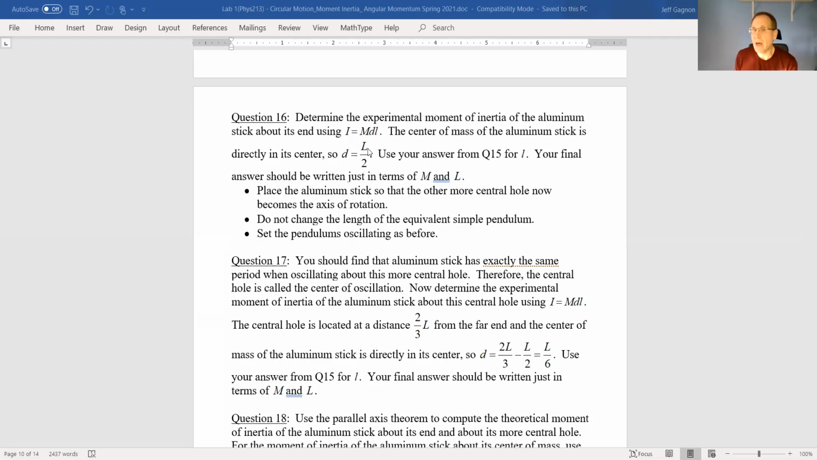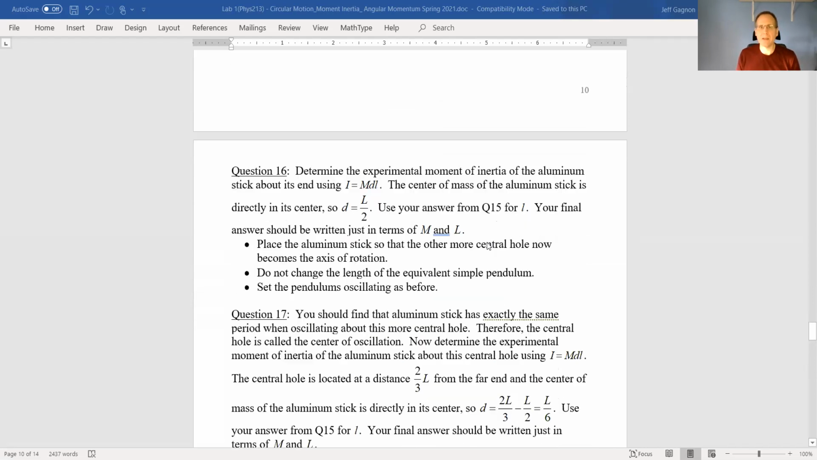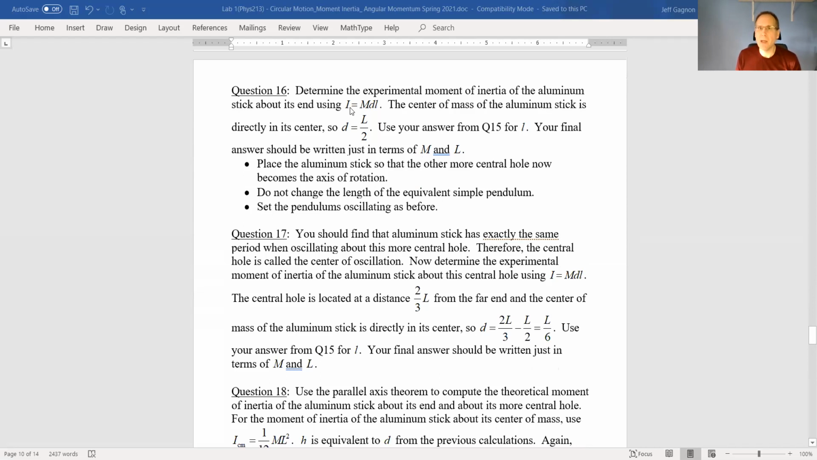And you don't even have to put in any values here. We're going to leave everything in terms of capital M and capital L, algebraically. You don't have to put in 100 centimeters or 1 meter or anything like that. So simply plug into this formula: we have M, D is L over 2, and little l we found from above is 0.66 times capital L. You can plug all that in, and that will give you the experimental moment of inertia about the endpoint. When you're finally done, there'll be some decimal times ML squared.